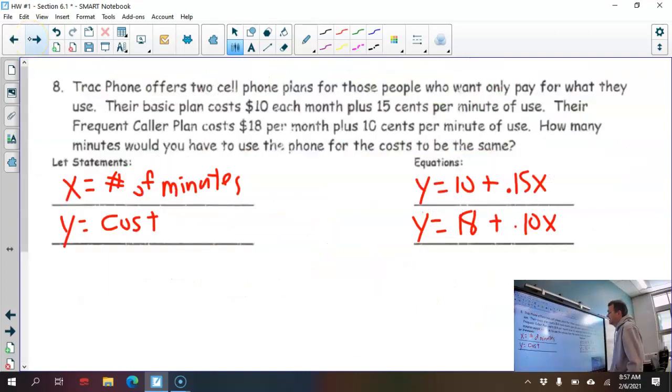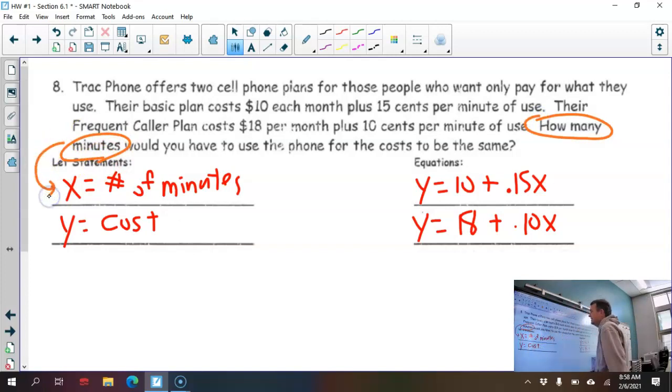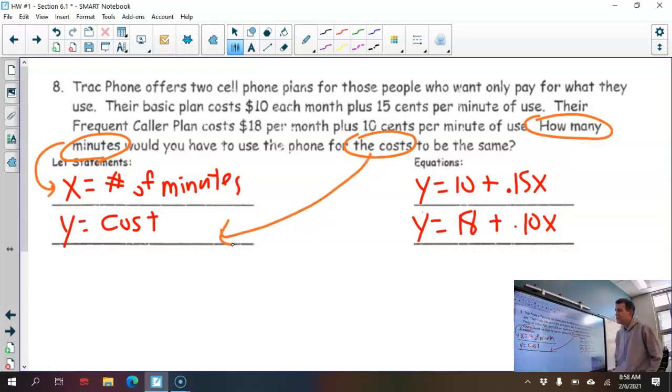Number 8. All right, I think number 8 might be the trickiest problem. It's not exactly what the question is asking, but it's what you need to know for the question, and that is how many minutes. So that's one of my variables, number of minutes, and the other variable is the cost. Those are the two things I need to solve for here, the minutes and the cost, so I can see for what minutes the cost would be the same.